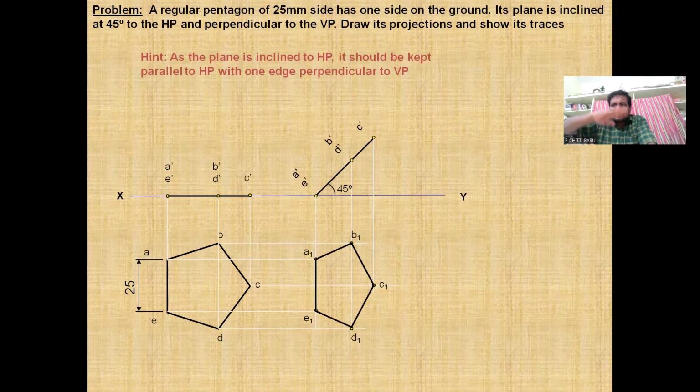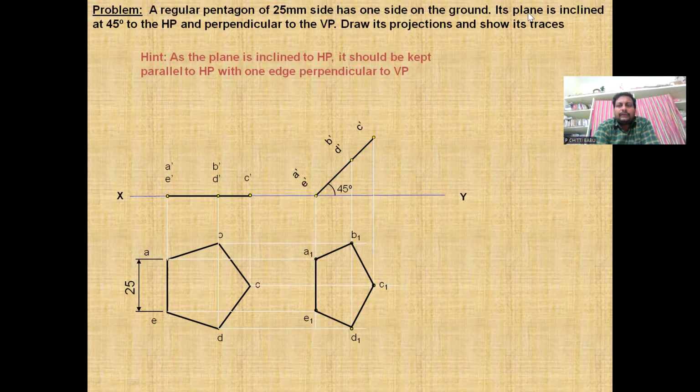So the plane is resting on HP. When we are seeing from the top, the entire plane will be appearing, the shape of the plane. So here in this problem, the pentagonal plane will be appearing in the horizontal plane. When we are seeing from the front, it will appear as a line. So that line will appear in the vertical plane. So the first step will be completed.